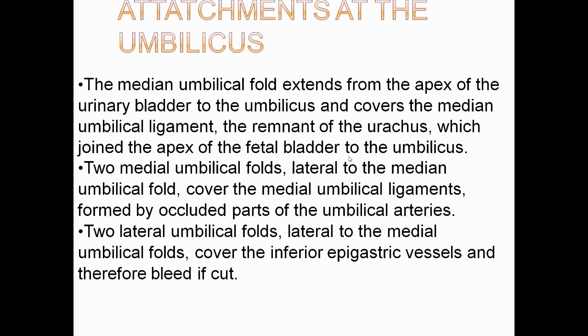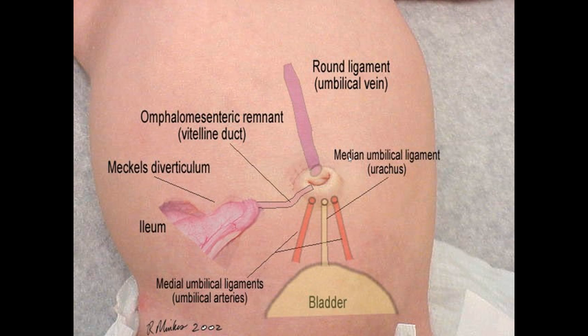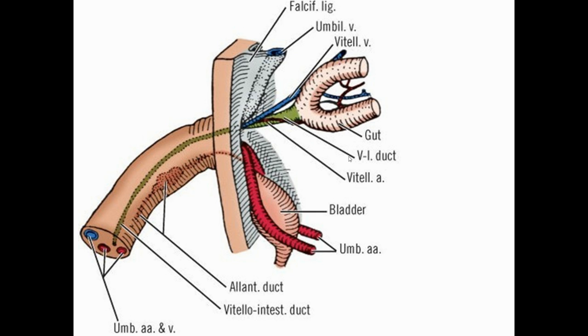Two medial umbilical folds, lateral to the median umbilical fold, cover the medial umbilical ligaments formed by the occluded parts of the umbilical arteries. Two lateral umbilical folds, lateral to the medial umbilical folds, cover the inferior epigastric vessels and therefore bleed if cut. We can see the vitelline duct, umbilical vein, and urachus. Again, you can see more clearly.